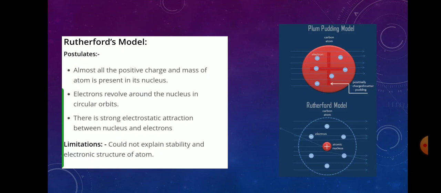Rutherford's model. Postulates. First one, almost all the positive charge and mass of atom is present in its nucleus. Second one, electrons revolve around the nucleus in circular orbits. Third one, there is strong electrostatic attraction between nucleus and electrons. Limitation of Rutherford's model is it could not explain the stability and electronic structure of atom.